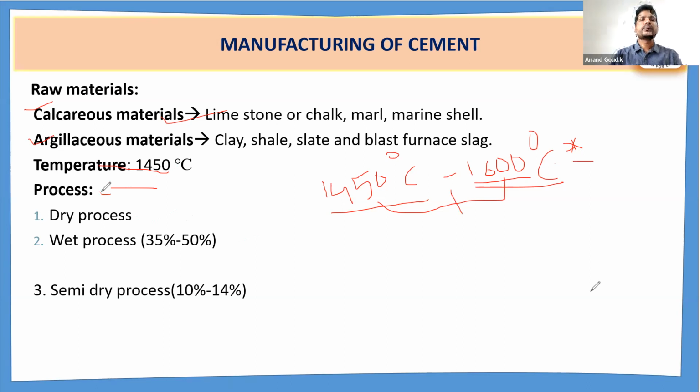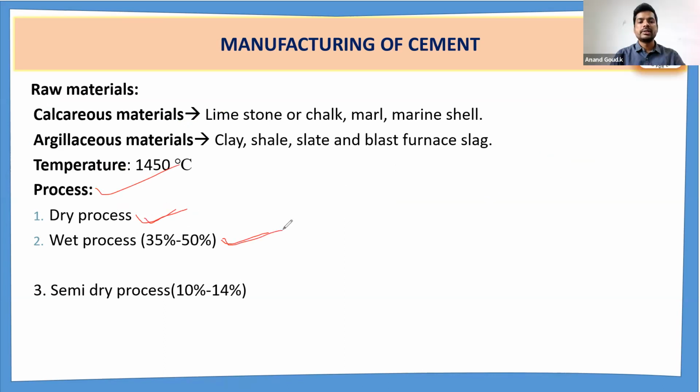Now cement is manufactured by using two processes, or two methods. The first one is the dry process, and the second one is the wet process. Here the process is the same: the grinding and mixing of raw materials, and the composition. We manufacture cement in two methods, the first one is the dry process and the next one is the wet process.